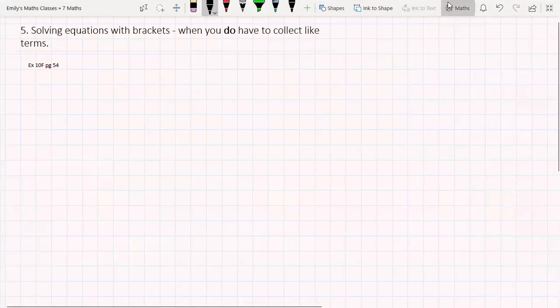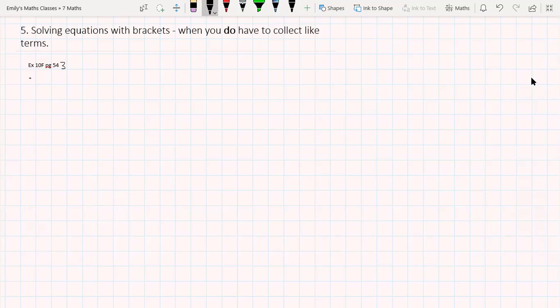Okay, fifth clip. Let's hope this is the last one, okay? So now I'm going to do brackets where you do have to collect like terms. Again, I'm referring to exercise 2F, page 540. Oh, I missed the 3. 533.